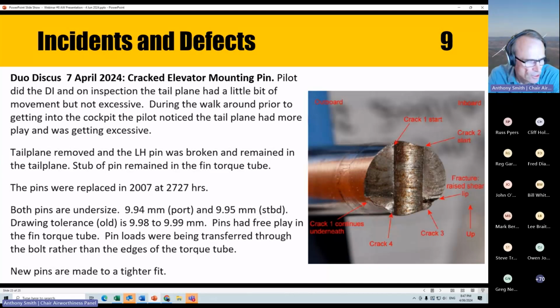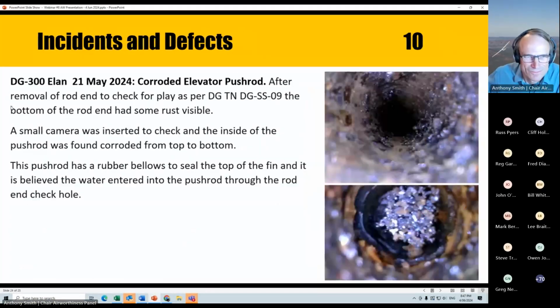Geodiscus owners, at the next annual inspection, please have a look at the pins, give them a wobble. If they have signs of free play in the fin torque tube, please remove them and get them crack tested. And it would be a good idea, if you do find pins with free play, to replace them. So that's free play in the torque tube in the fin.